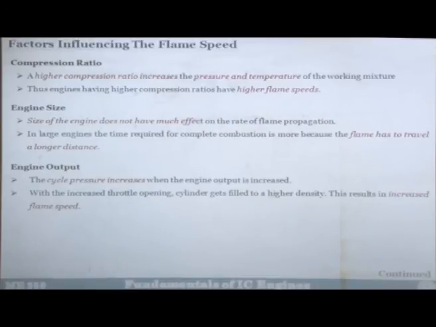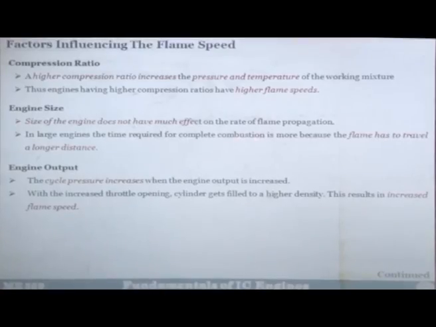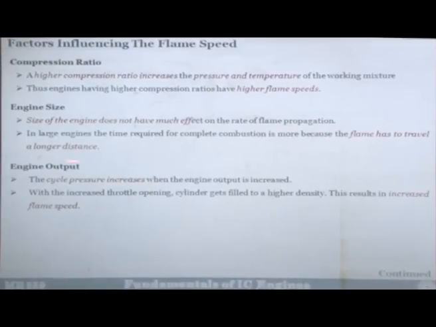So, flame speed remains the same, but just by increasing the sheer size, the flames have to travel a longer distance, and they will take longer time, and therefore, the engine RPM will come down. Flame speed is not affected, but engine speed is affected. Both are different. Is that clear? So, in large engines, the time required to complete combustion is definitely more, and because of this, because the flames have to travel a longer distance, the RPM will go down. Flame speed in terms of meter per second is not affected by the engine size.